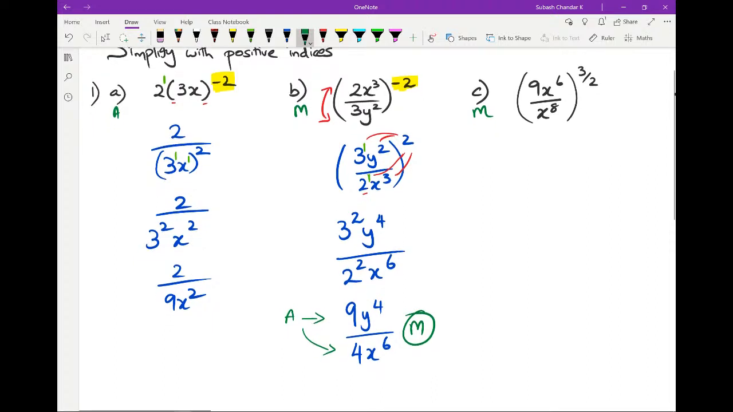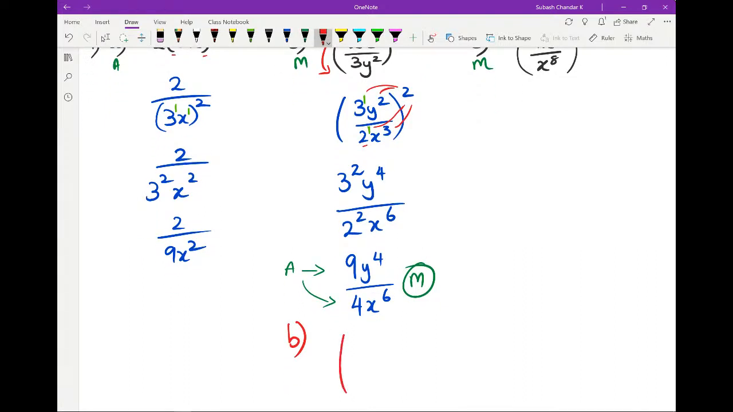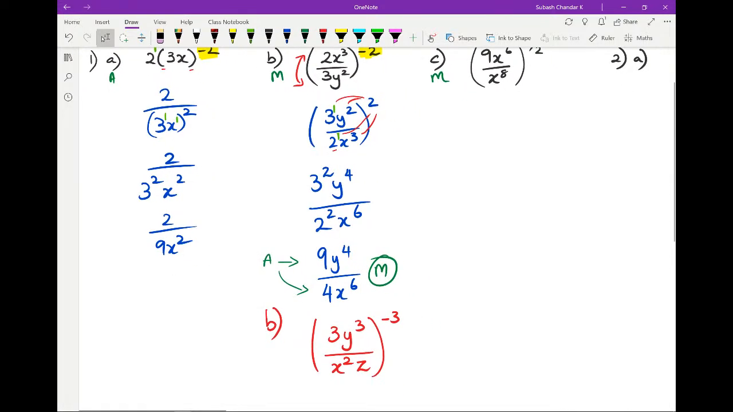Okay, so what we're going to do is I'm going to give you guys another question very similar to B, just for you guys to have a go. I'm just going to put that down here. So an extension of B. I want you guys to try this. So this is the question I'd like you guys to try. We're going to put down 3y cubed over... okay, so there's my question for you guys to give it a go.